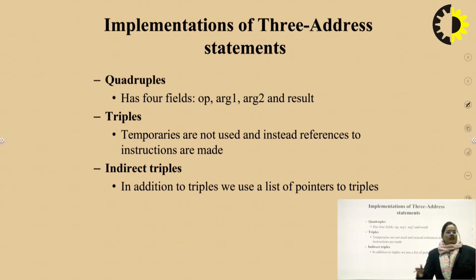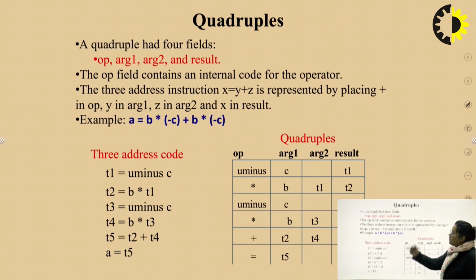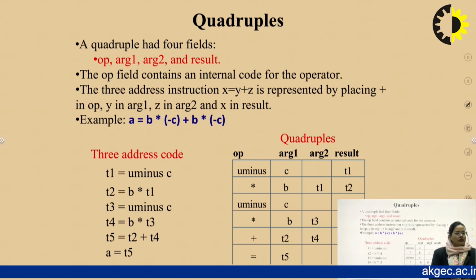Now, implementation of three address statements. There are three implementations: quadruple, triple, and indirect triple. Quadruple has 4 fields: operator, argument 1, argument 2, and result. Triple has 3 fields, and indirect triple, in addition to triples, uses a list of pointers to triples. The op field contains an internal code for the operator.